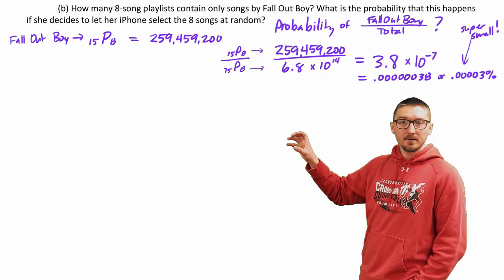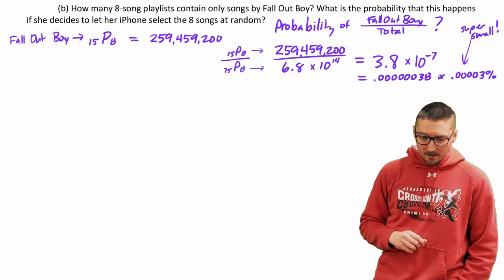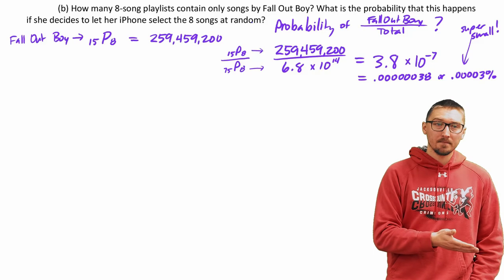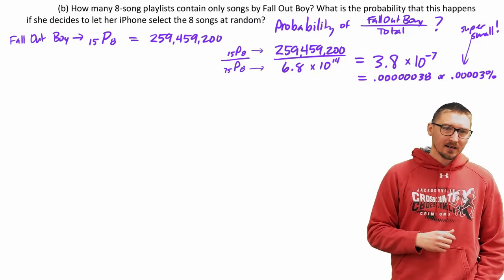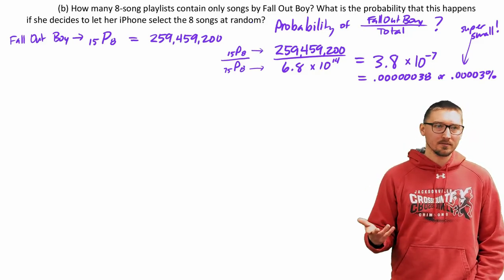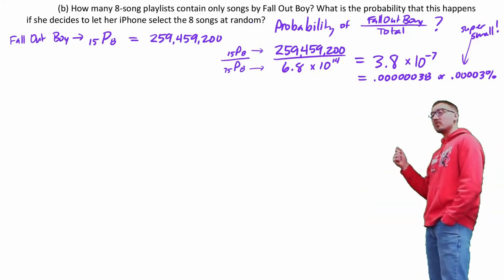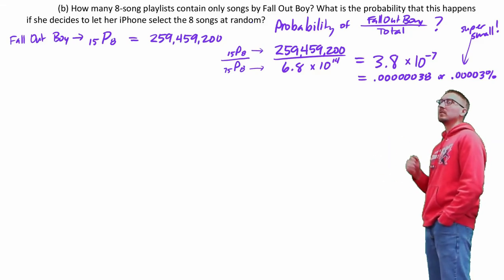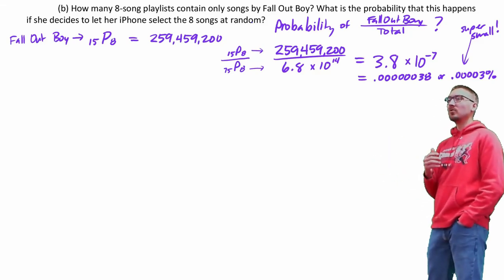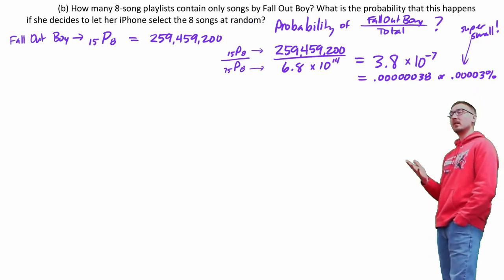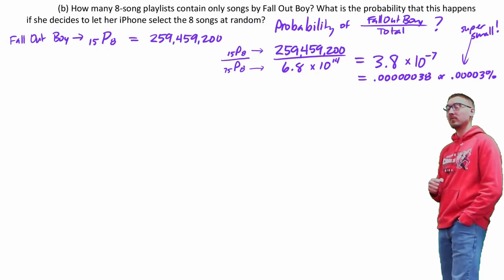So that's kind of the key here. I need to take what are the odds of Fall Out Boy out of what are the odds total. All right. So out of Fall Out Boy possibilities, there are 15 songs to choose from, and I'm choosing 8 of them. Now here, let's go with the idea that the order matters. Okay, we'll stick with that concept. The order matters of those 8 songs. We have 15 that we can choose from, and we're choosing 8. 15P8 is 259,459,200 different possible 8-song playlists for Fall Out Boy.